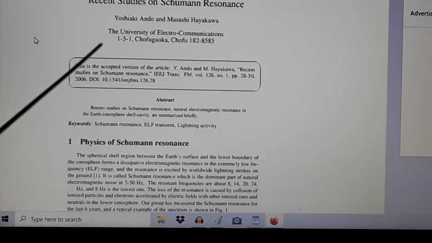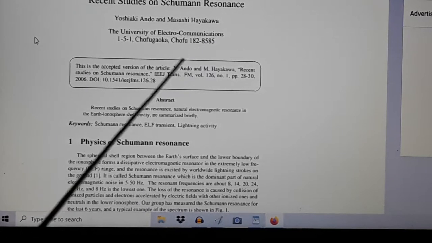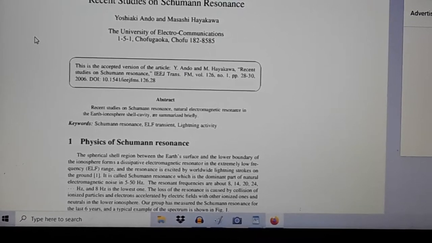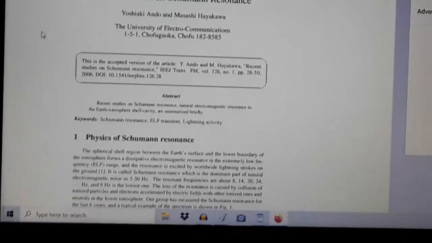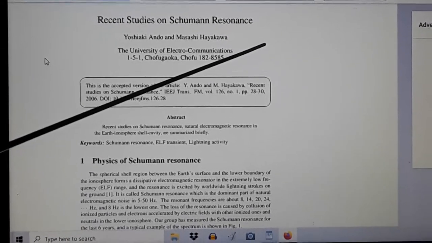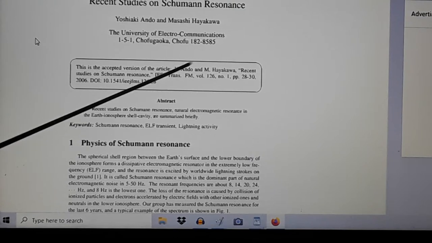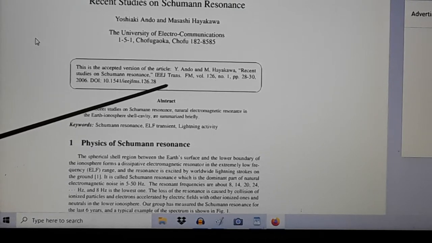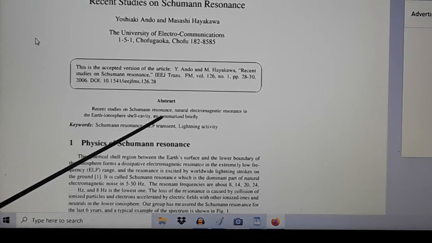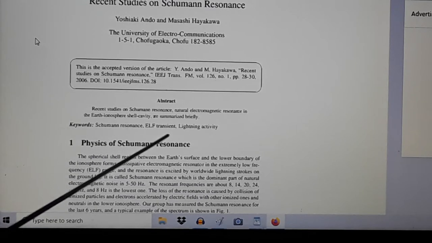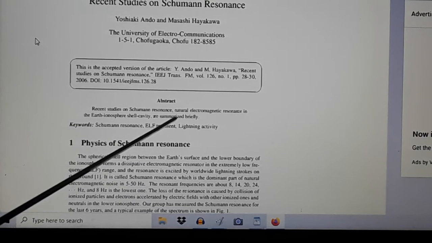Both of these names I've seen before. I recognize Ando and Hayakawa. Other researchers have cited their work, that I've read. So the title is Recent Studies on Schumann Resonance, from Ando and Hayakawa, University of Electro-Communications. This is the accepted version of the article. The abstract says recent studies on Schumann resonance, natural electromagnetic resonance in the Earth-ionosphere shell cavity, are summarized briefly. Keywords: Schumann resonance, ELF transient, lightning activity.